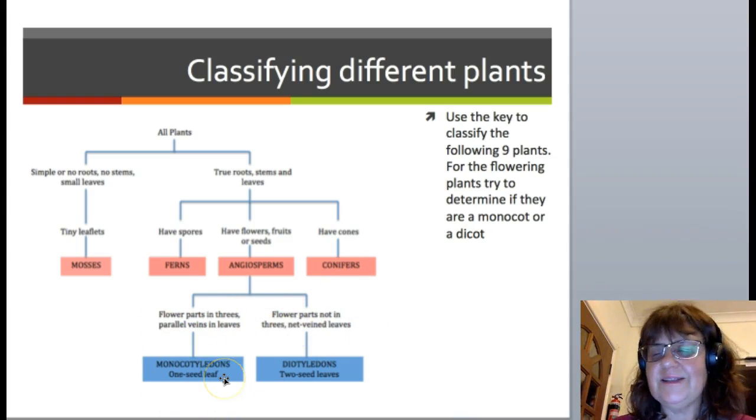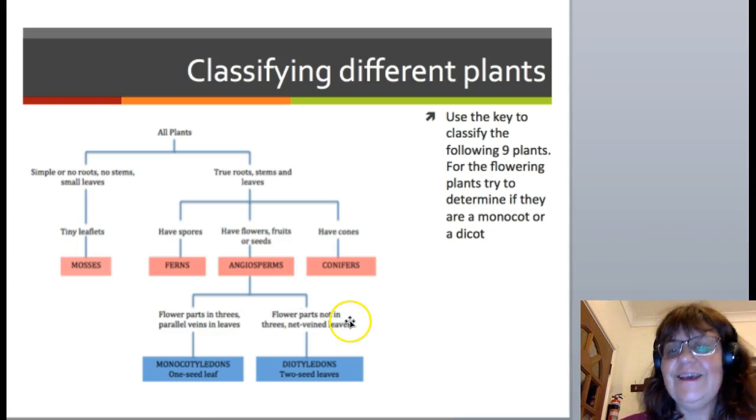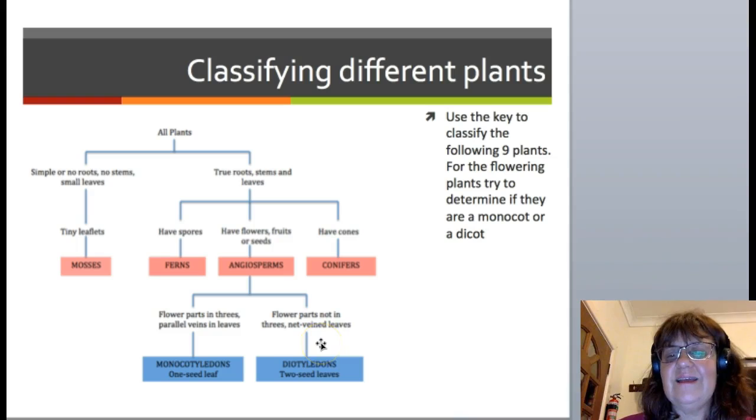Sometimes if flower parts, like petals, come in groups of 3, we call them monocotyledons. If they don't come in 3s, they are dicotyledons.